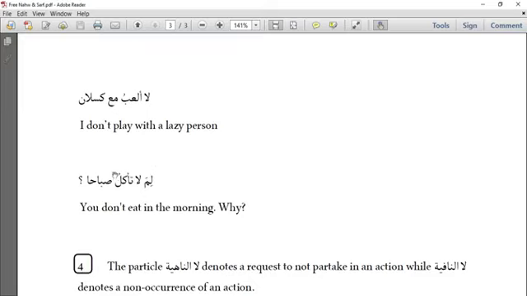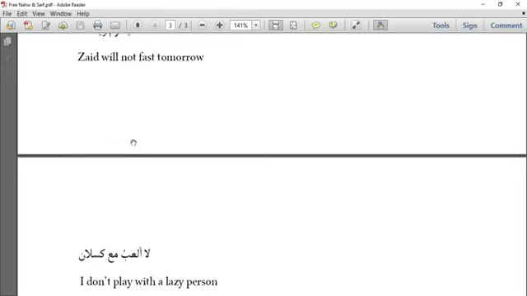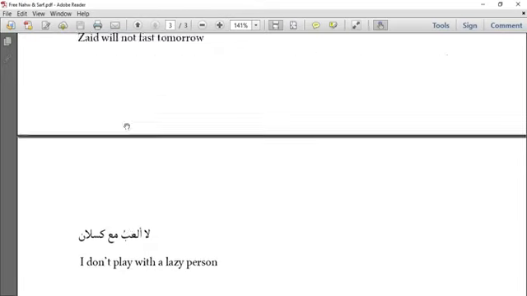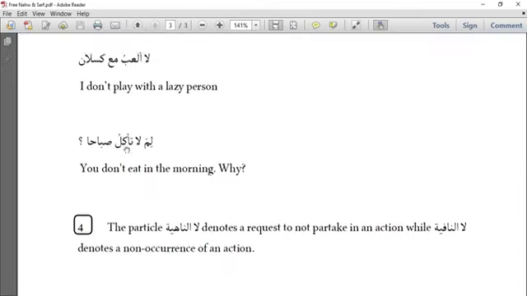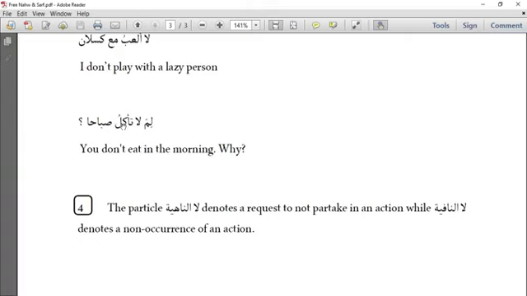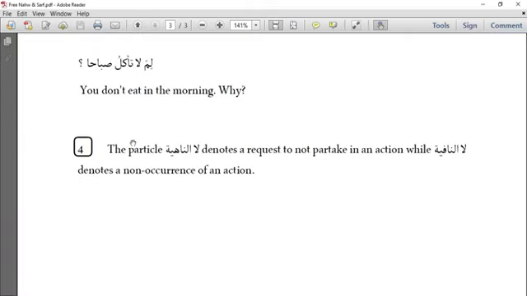La lima la ta'kulu sabahan, why did you not eat in the morning? So we see here we are using it with the third person. Here it is used with the first person, and here it is used with the second person. So we see that it is not restricted in its usage with fi'l mudari. That is for la nahia and la nafia.